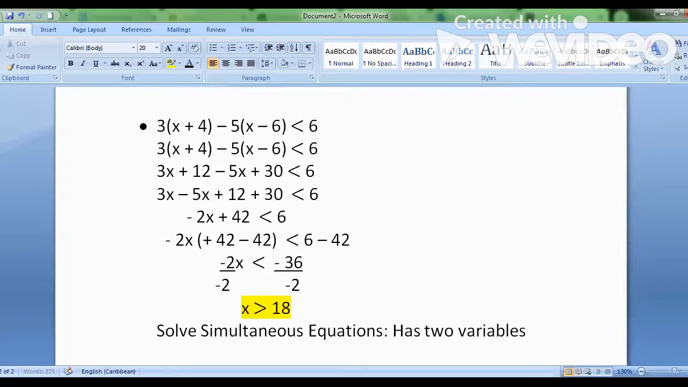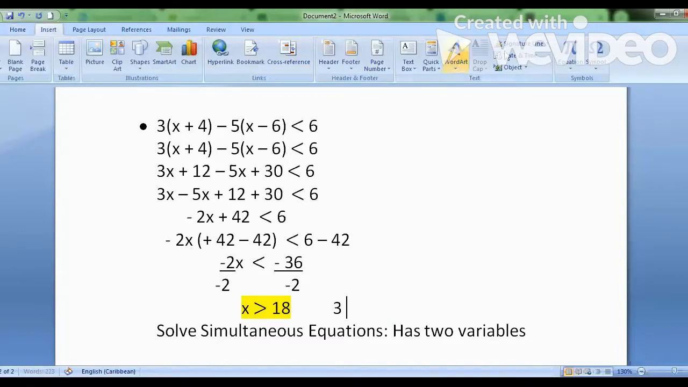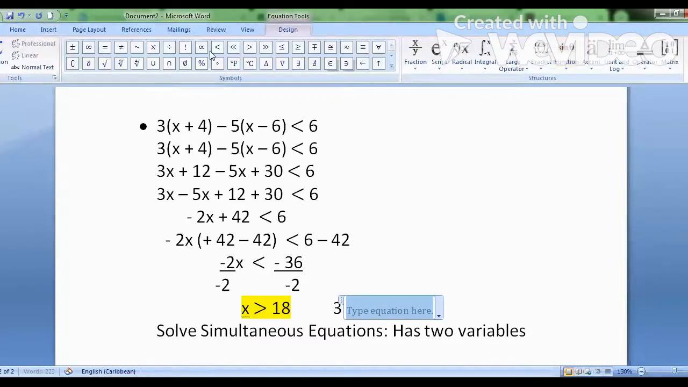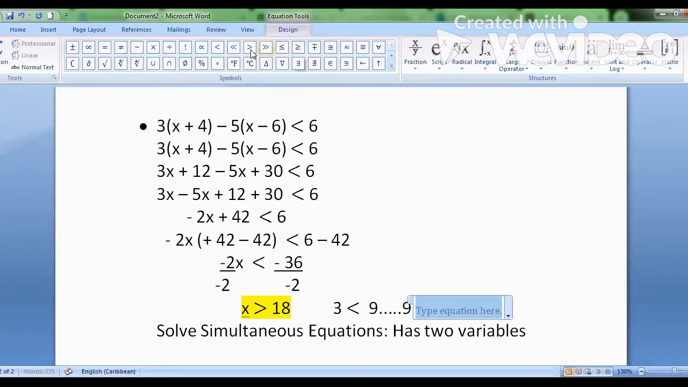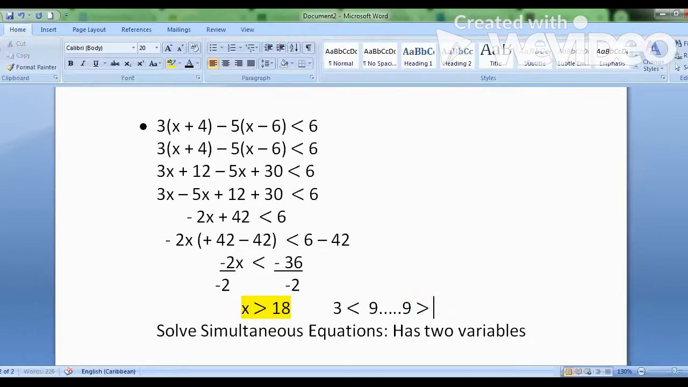For example, if I ask this question: is 3 less than 9? True. 3 is less than 9. But if I spin that around, I have to spin around what? Greater than. 9 is greater than 3. So I spin it around, but you have to spin around the sign too.